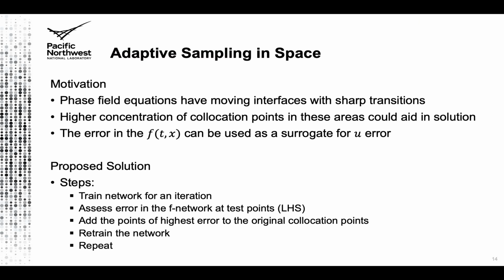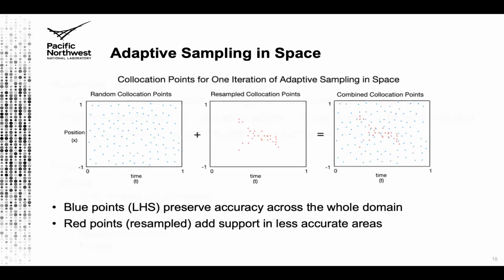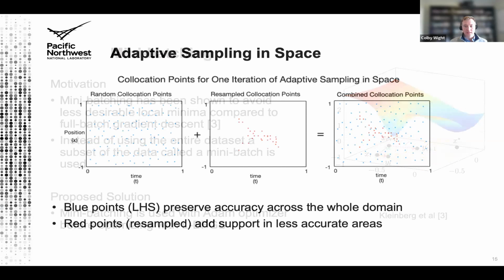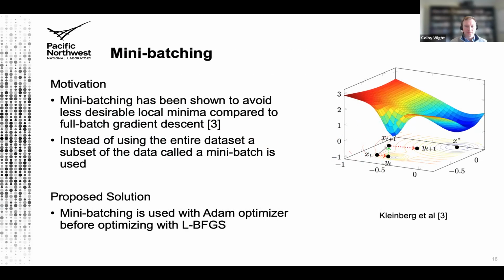Yeah. So in the DeepXDE paper, we call that RAR, residual-based adaptive refinement. I was wondering if it's the same thing or a different way to sample. Right. Yeah. I have seen that since. Okay. Please proceed. So that was the idea for sampling in space.